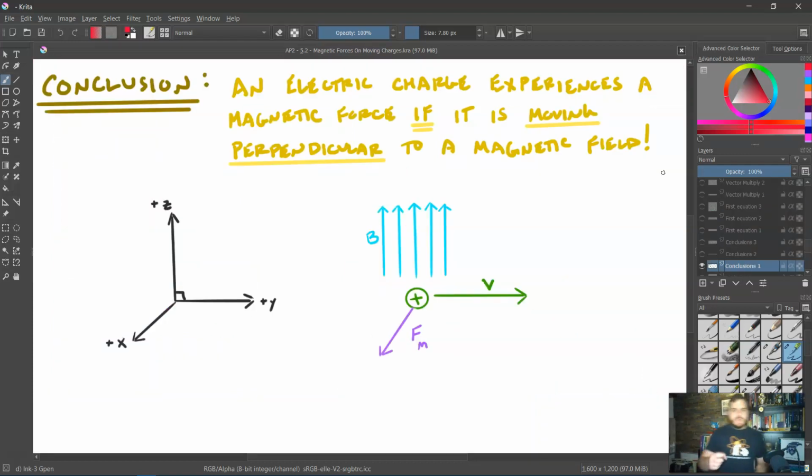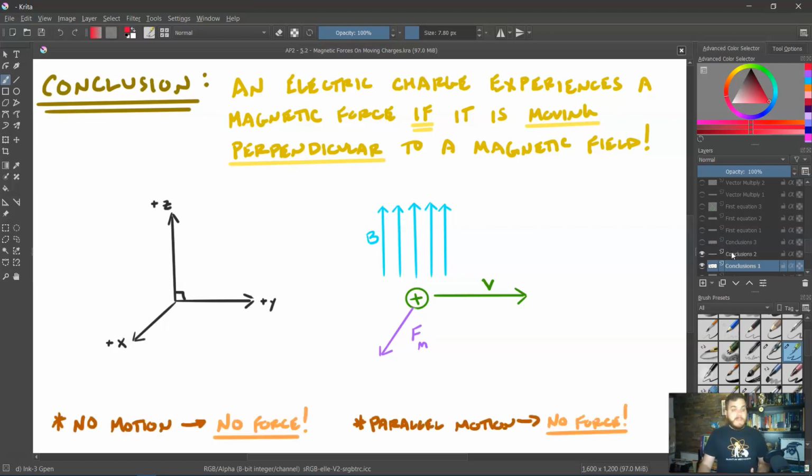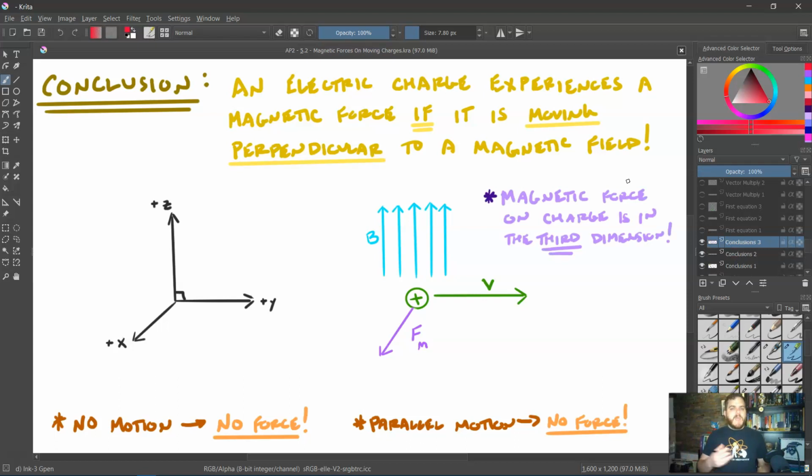Well, an electric charge experiences a magnetic force if it is moving perpendicular to the magnetic field. So a couple of key details here: one, if it is not moving, it will experience no force. And two, if it's moving parallel to the magnetic field lines, there will also be no force experienced. Well, additionally, though, what about the direction of that force? Well, that force is actually going to be in a third dimension compared to the motion of the charge and the direction of the magnetic field.